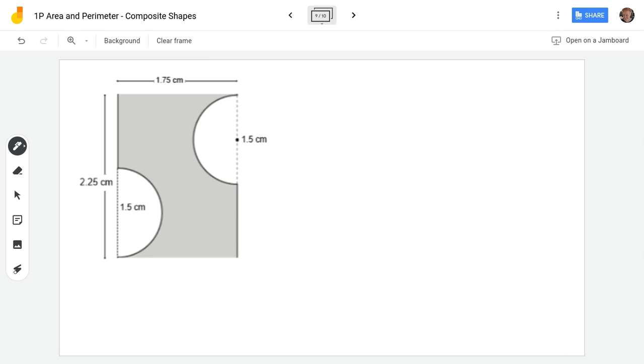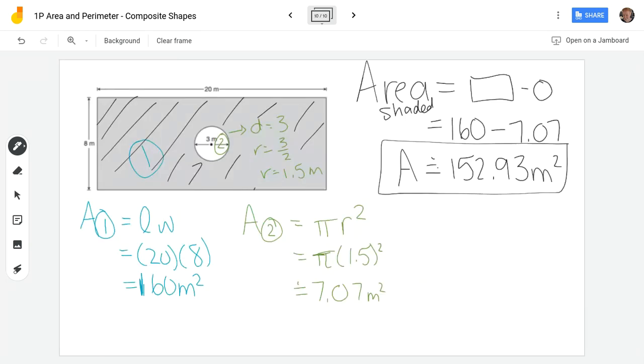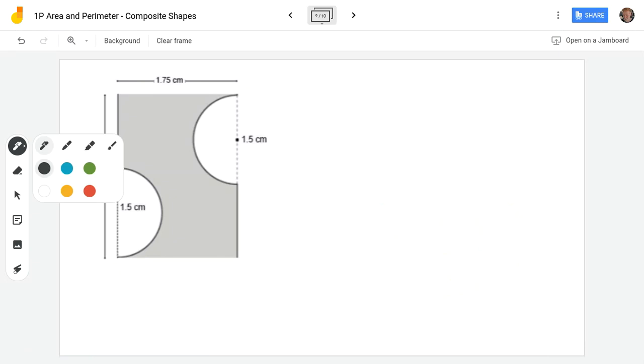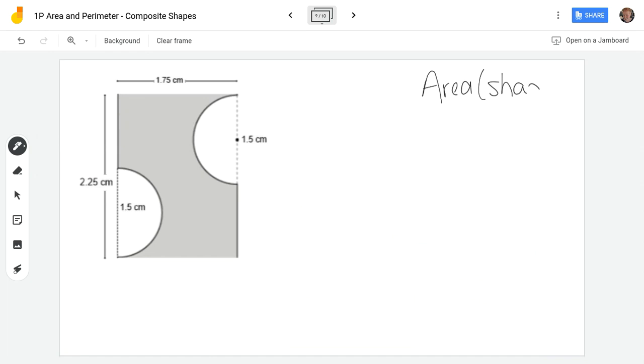So again, we have a rectangle and we have this time 2 pieces cut out, but you'll notice each piece is half of a circle. So if we find the area of the entire circle, we can just cut it out, just like that last one that we did right here. So I'm going to write this over here. Area shaded equals the area of the rectangle minus the circle.